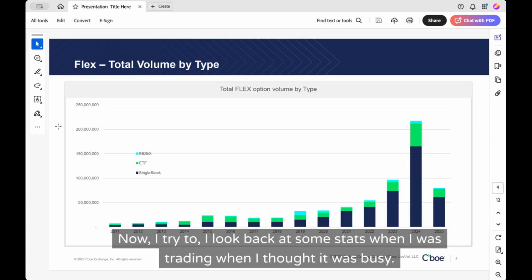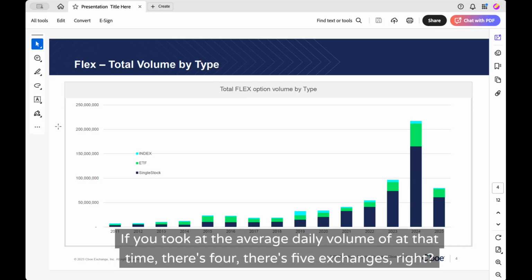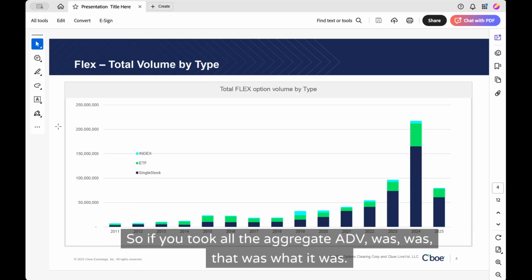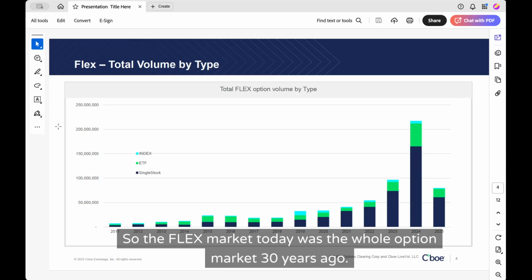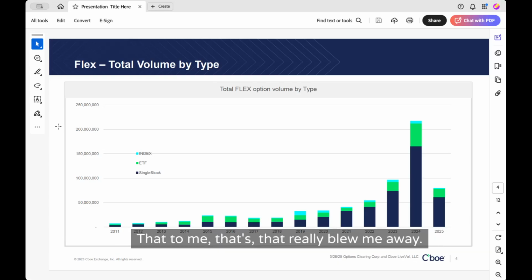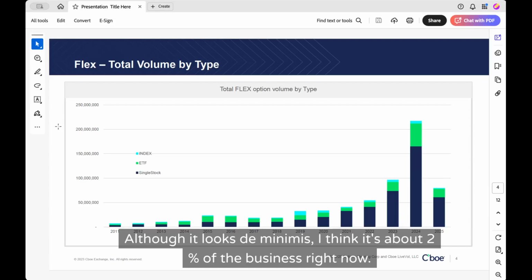And now I look back at some stats from when I was trading and thought it was busy. So I'm going to go back to 93, 94. If you took the average daily volume at that time, there were 5 exchanges, right? So if you took all the aggregate ADV, that was what it was. So the Flex market today was the whole option market 30 years ago. That to me really blew me away. Although it looks de minimis, I think it's about 2% of the business right now.